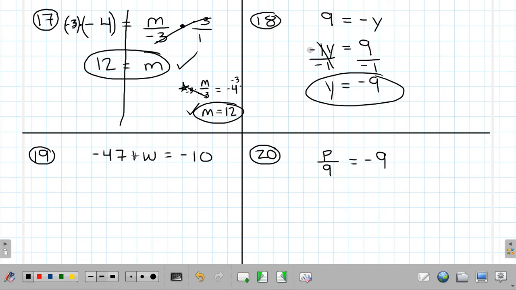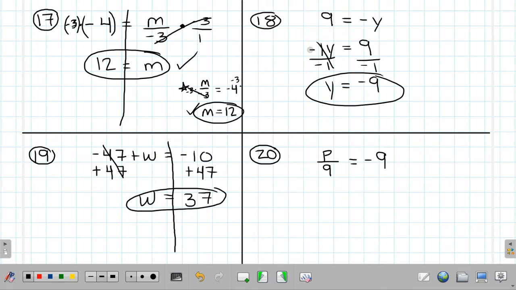Number 19, negative 47 plus w is equal to negative 10. Once again, you don't have to move the terms around, so you could just see negative 47. Well, I want to get rid of that because I've got a w over here, a positive 1w. So that means all I got to do is add 47 to each side. So once again, the whole point here is we want those 47s to go away. Negative 47 plus 47, those go away. So I'm left with w. Negative 10 plus 47 gives me 37. And once again, you can do it with or without the line, whatever you feel comfortable with, whatever you feel the most need to do.